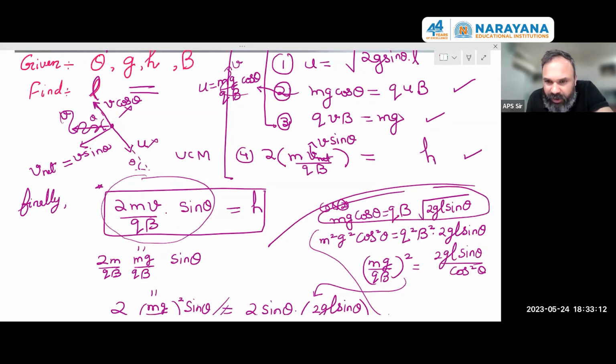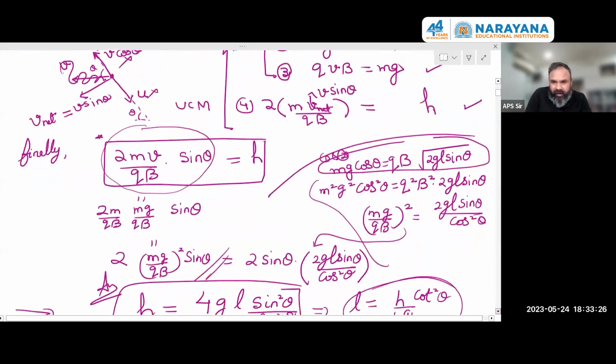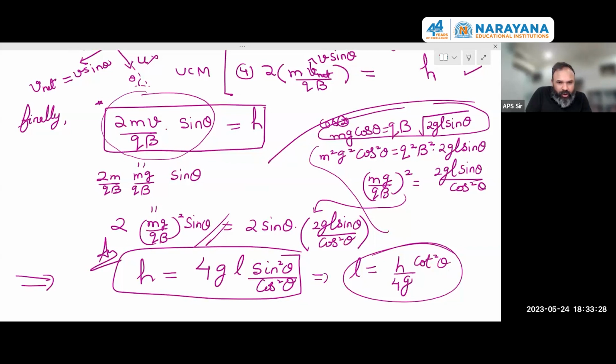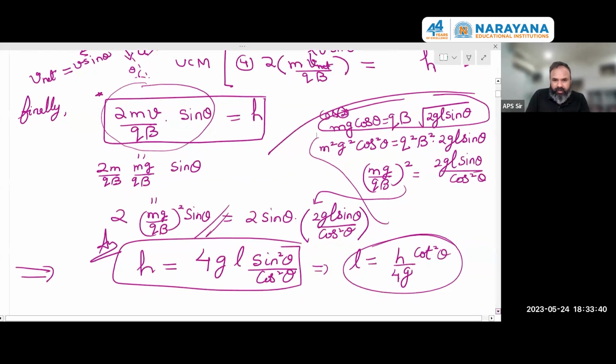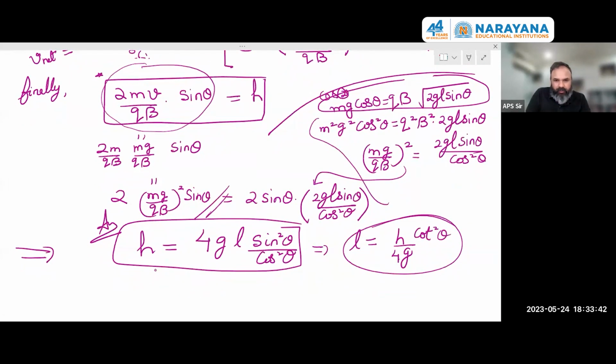So I just squared it up. M square g square cos square theta is q square b square into 2gl sine theta. Perfect. So mg upon qb the whole square came out to be 2gl sine theta upon cos square. This much is perfectly fine. So I've substituted here. So 2 mg upon qb the whole square sine theta is 2 sine theta, mg upon qb the whole square was 2gl sine theta upon cos square. That was fine. Absolutely right. No issues. So h, 4gl, all these terms, and you'll get your answer.